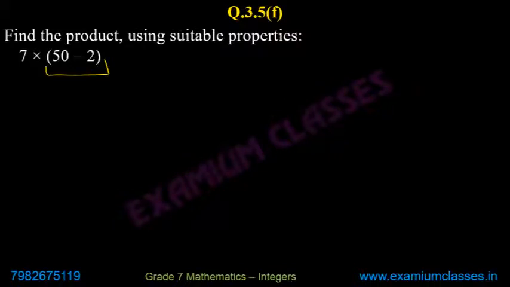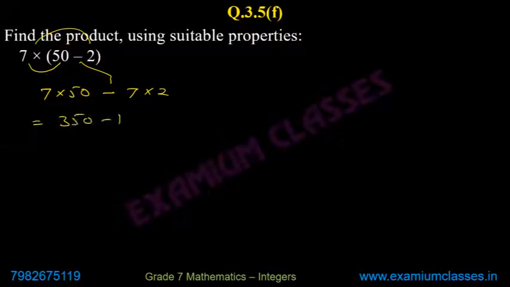Distributivity over subtraction. Correct. It is distributive property, Siddhi. Because you will first multiply 7 with 50 and then this minus sign. Then you will multiply 7 with 2. That is 350 minus 14, 336. Sushmita, correct. Tina, correct. Okay. So instead of minus sign, don't consider positive sign there.